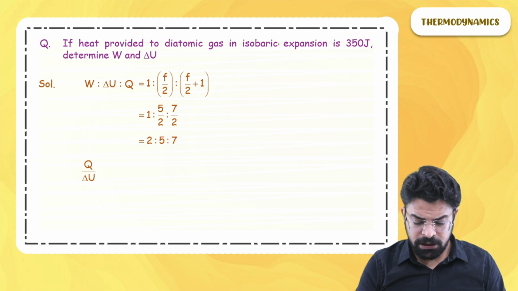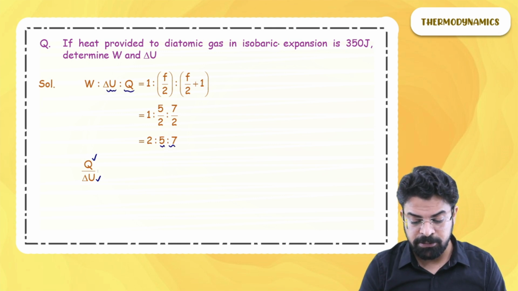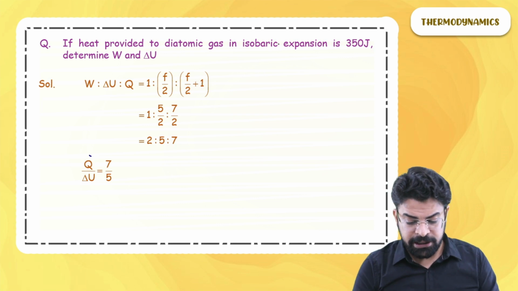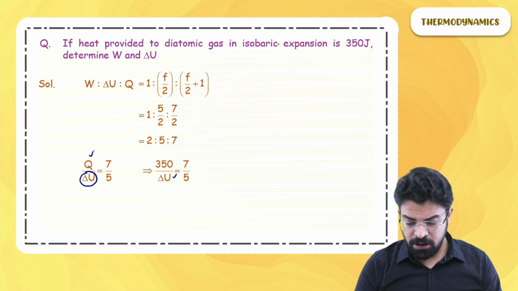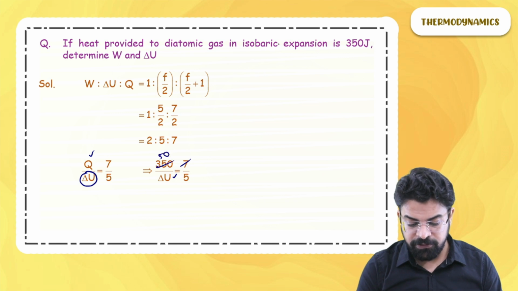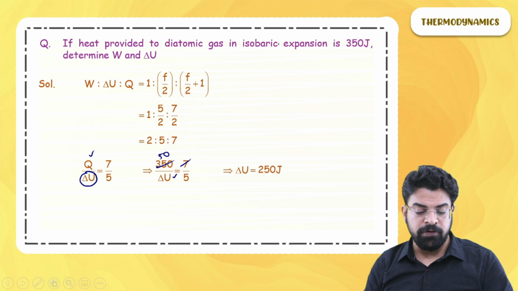So the heat given upon the change in internal energy has to be 7 by 5. Now heat given is given as 350. Our mission is to find the change in internal energy. So we can write 350 by delta U equals 7 by 5, or cancelling out here you get a 50. So delta U equals 50 into 5. That comes out to be 250 joule.